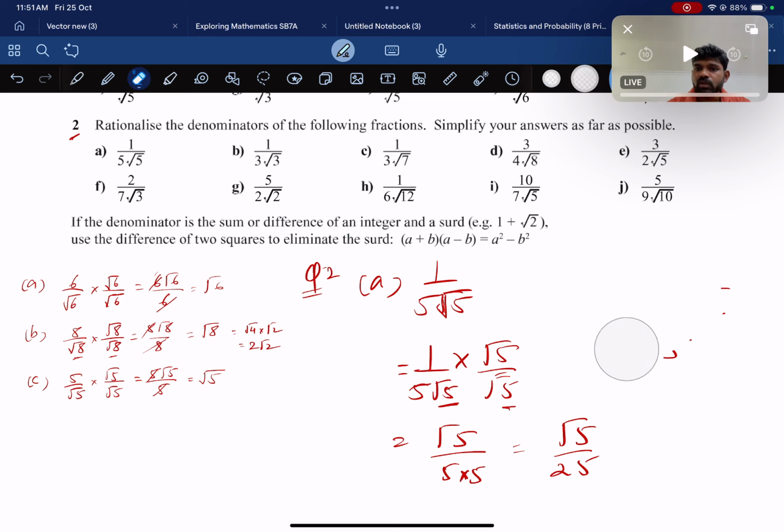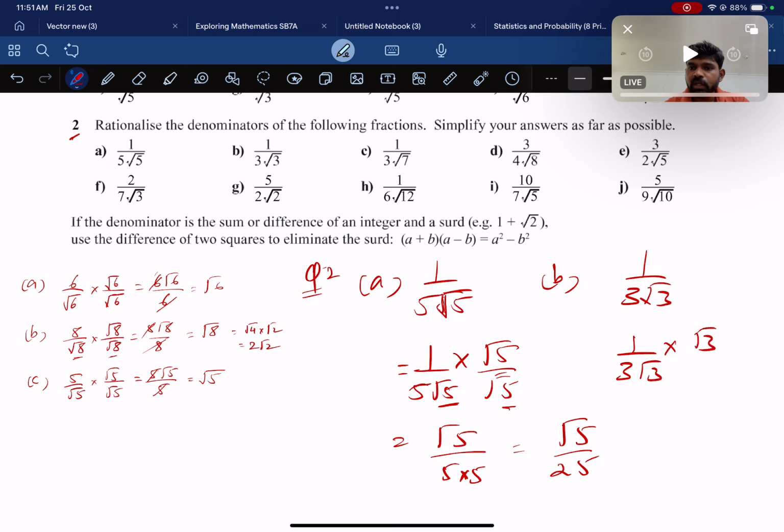Okay, so let's do the second question also. Part B, 1 by 3 root 3. So what I can do is multiply this root 3 in the numerator and denominator. Okay, I'll just put a line over here, numerator and denominator, so I get my answer as 1 by 3 root 3. Wait, let us simplify this.